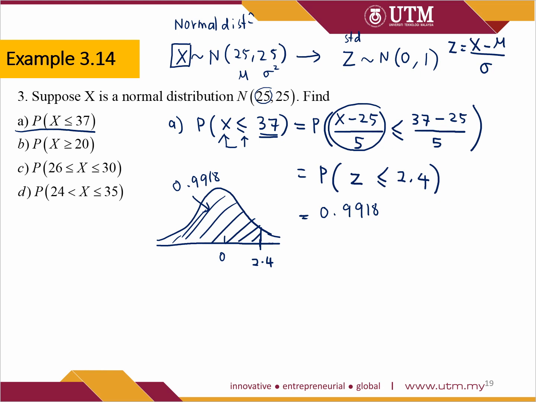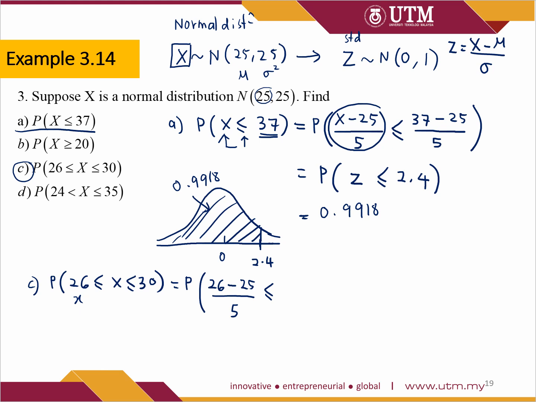Later you can try for B. I'm going to show you for C, the probability of X between 26 and 30. So how can we solve this? The same steps. This is our small x, so 26 minus the mean, divided by the standard deviation, less than or equal to.